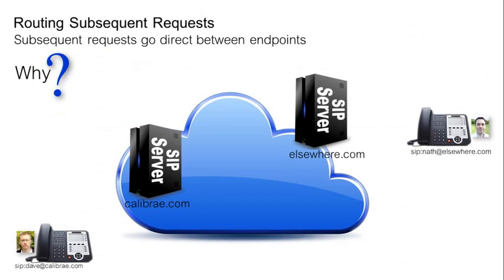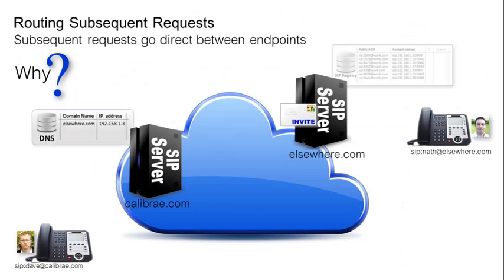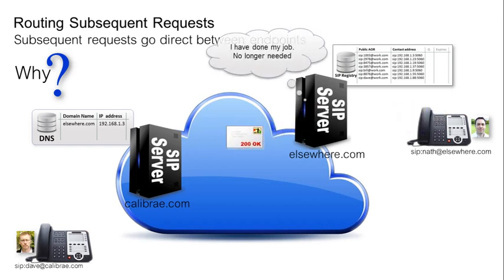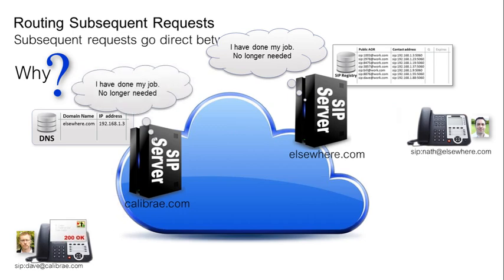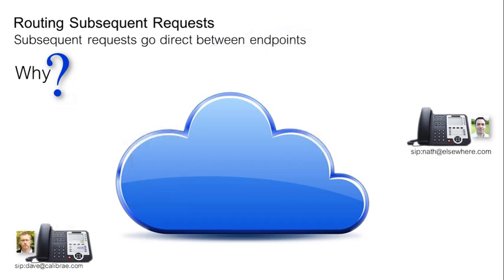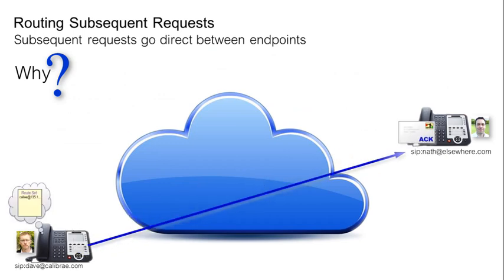So, why are subsequent requests routed direct? Well, after having performed DNS and SIP registry location for the request as it travels downstream, they've both done their job. Between them, they've located the callee and have enabled both parties to exchange each other's Contact addresses. That done, they're not needed anymore, and so drop out of the signaling path.